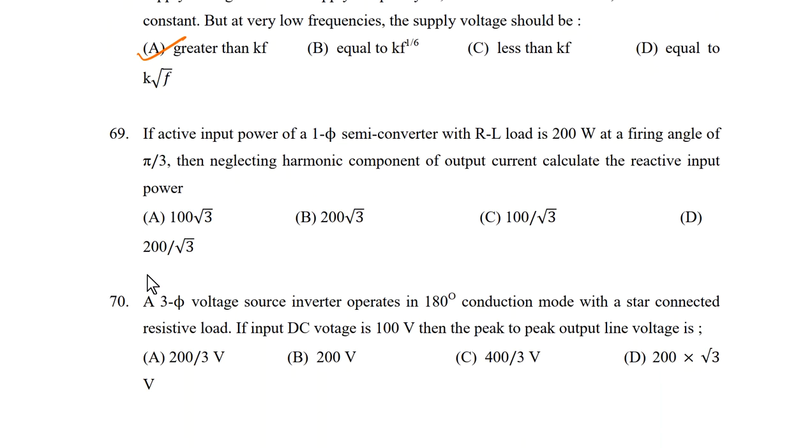Next one, if the active input power of a single phase semi-converter with the RL load is 200 watts and the firing angle is pi by 3, neglecting the harmonic component of the output current, calculate the reactive power input. So reactive power input is nothing but total power divided by cos angle 60, pi by 3, into sin 60. It's nothing but 200 divided by root 3 will be the answer. So B is the right answer.